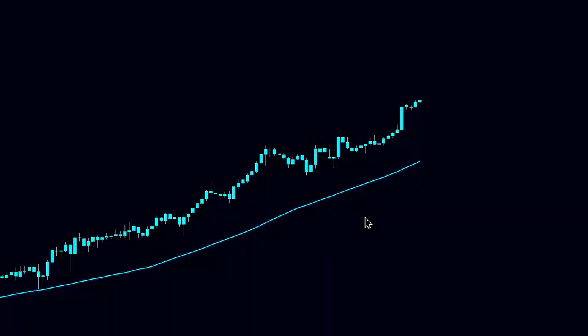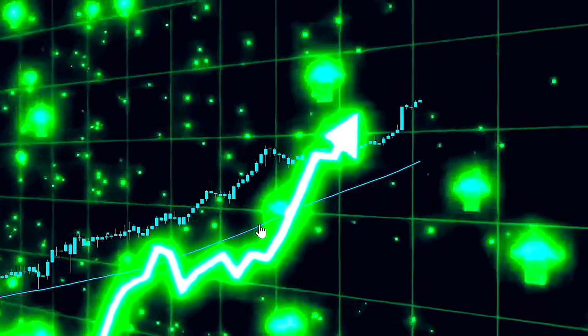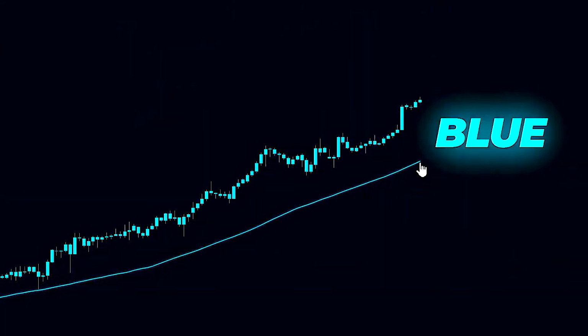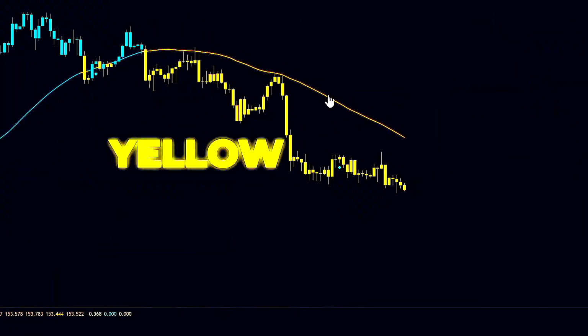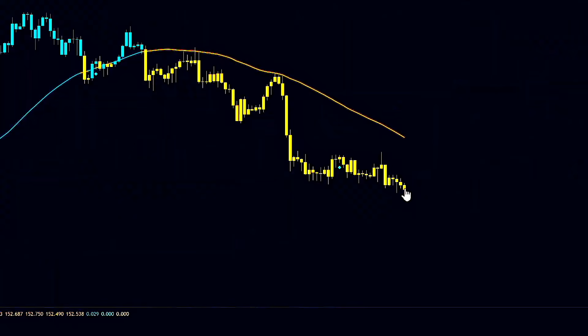Alright, back to the main events. We're going to use this indicator in a few ways. First and most obvious, spotting the market's trend. For a bullish trend, you want the moving average to be blue, with the price consistently hanging out above it. For a bearish trend, the moving average should be yellow, with the price staying below it.